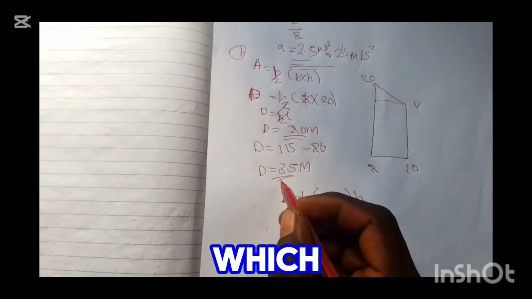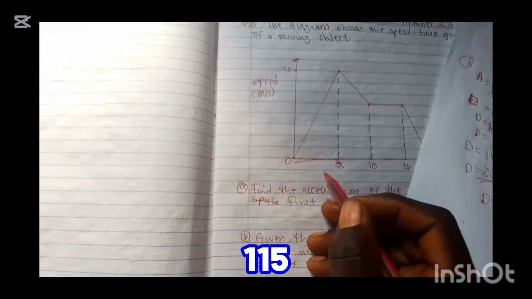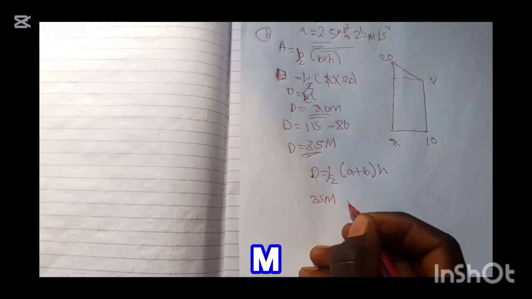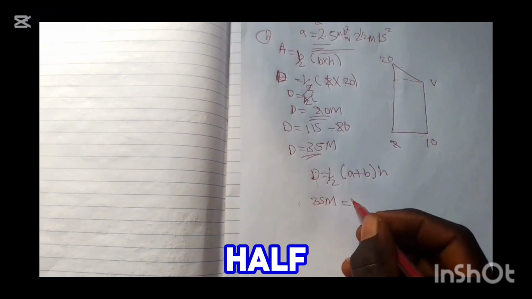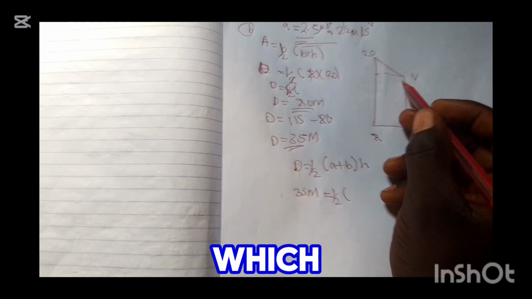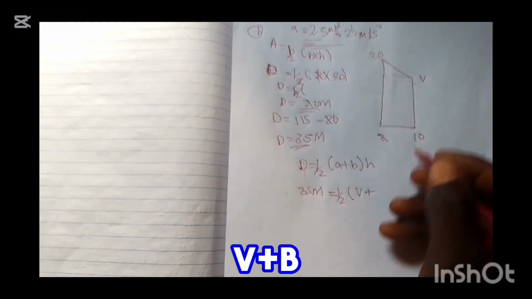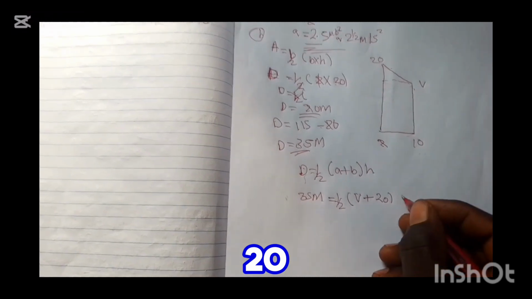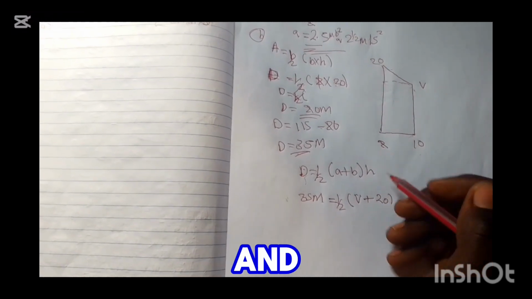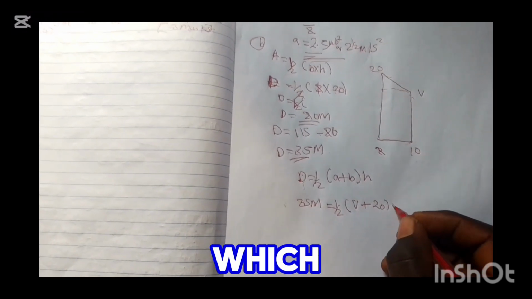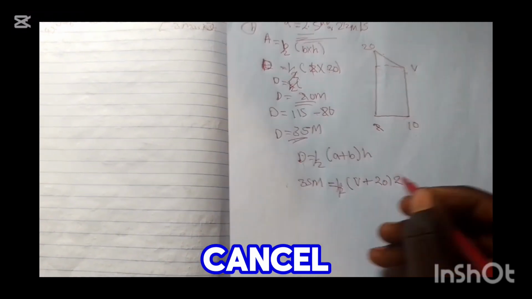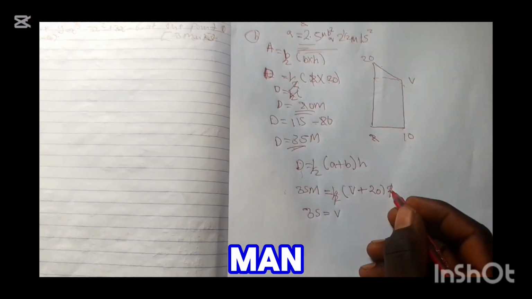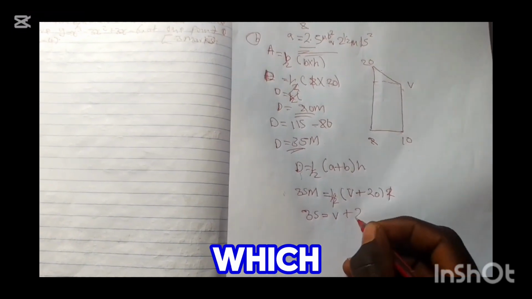So distance, which was 35, since we have subtracted 115 minus 80, we have known the distance from here to here, which is 35 meters, is equal to half, A, we are going to pick V here, plus B, where the velocity time graph reached, which was 20. Then height is between 10 and 8, which is 2. So 10 subtracted by 8 is 2. So we are going to cancel 2 and 2. So 35 is equal to V plus 20.